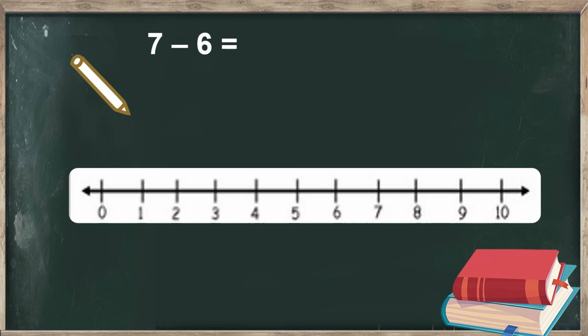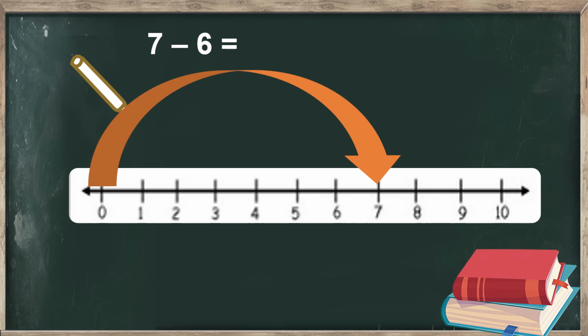7 minus 6. First number is 7, so we will move from 0 to 7. Minus 6. We have to minus 6, so we will move 6 steps backward. Or we will count 6 numbers backward. 6, 5, 4, 3, 2, 1. We reach at 1. So we will move from 7 to 1. Hence 7 minus 6 is equal to 1.